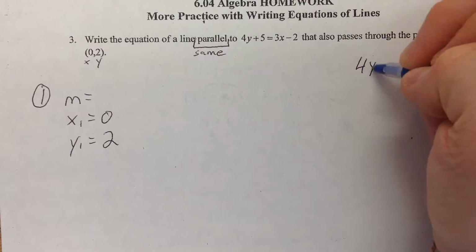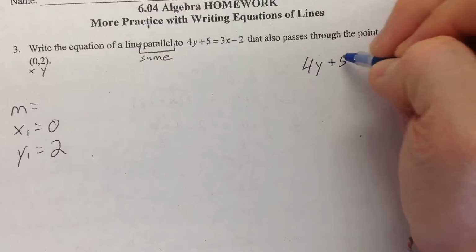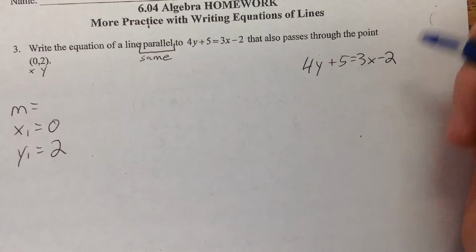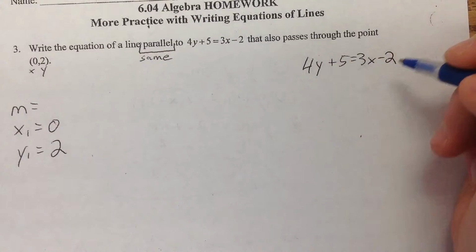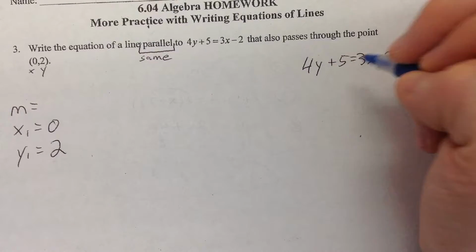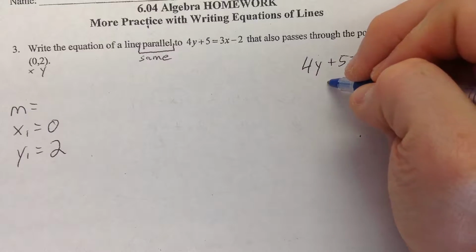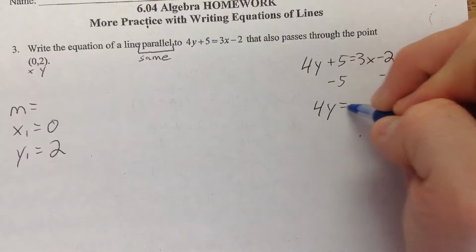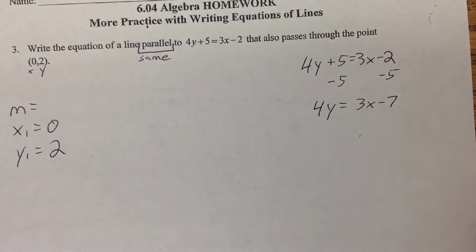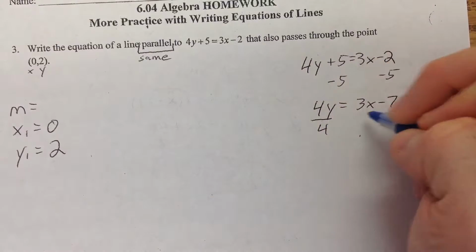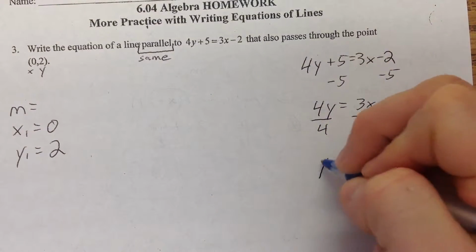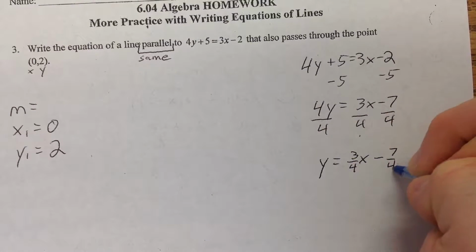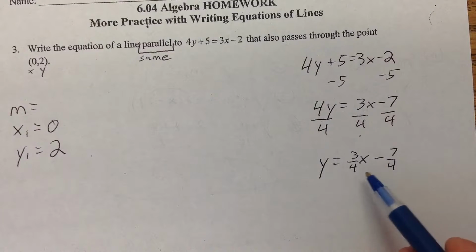So let's take this 4y plus 5 equals 3x minus 2. And what we're going to need to do is get the y by itself, because we can't know the slope of this line until the y is by itself, until it's in slope-intercept form. So we got to get rid of this 5. We'll subtract 5 from both sides. We'll get 4y equals 3x minus 7. Then we got to get rid of this 4, so we'll divide everything by 4. And we'll end up with y equals 3/4x minus 7/4.